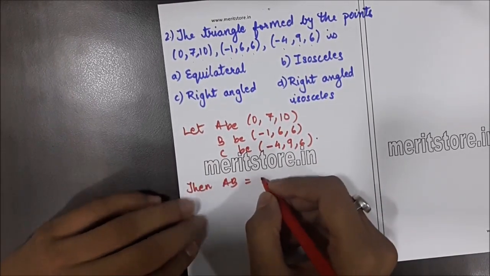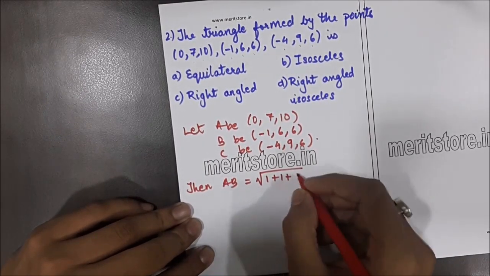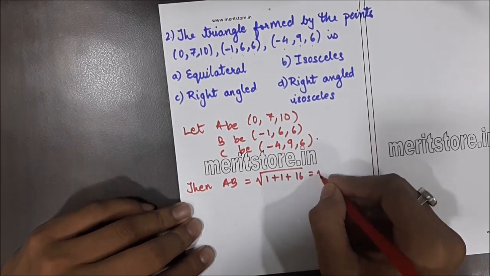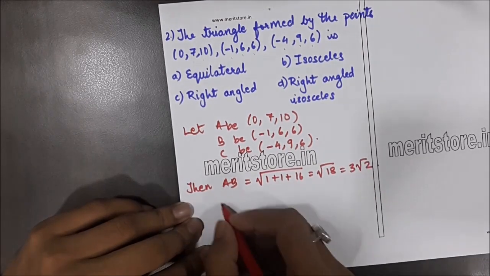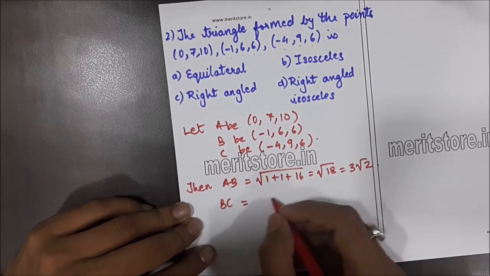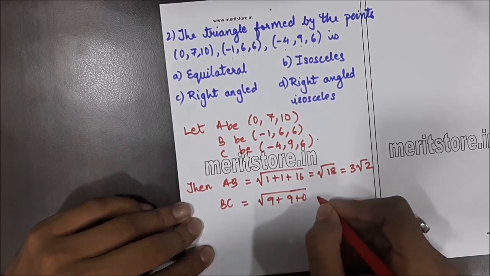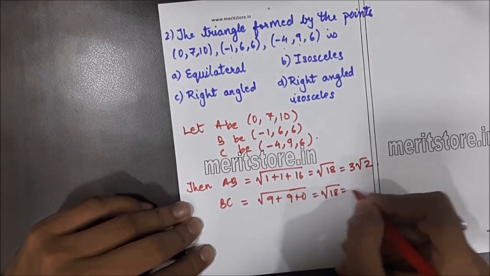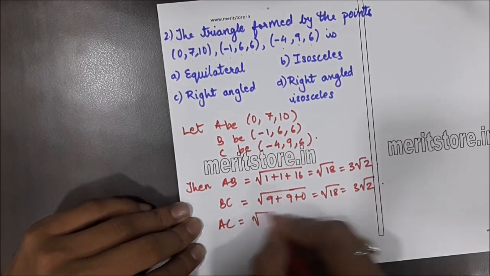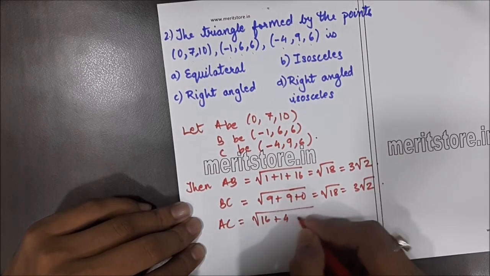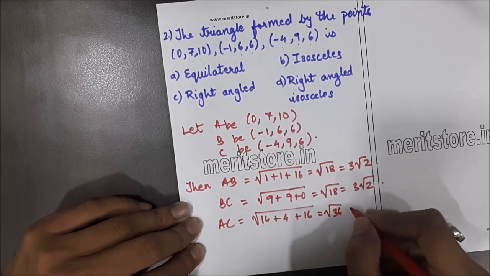Then AB is equal to under root 1 plus 1 plus 16, which is equal to under root 18, equal to 3 under root 2. Similarly, BC is equal to under root 9 plus 9 plus 0, equal to under root 18, which is equal to 3 under root 2. Similarly, AC is equal to under root 16 plus 4 plus 16, which is under root 36, equal to 6.